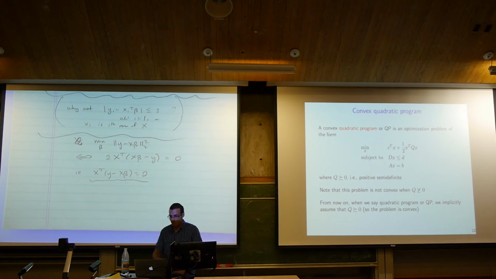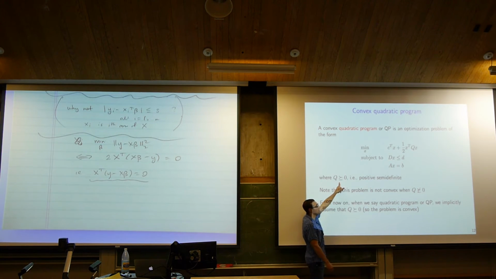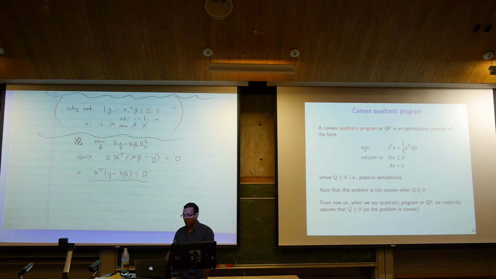If Q was not positive semi-definite, then we can't say that this function is a convex function. In fact, it's going to be concave if Q is negative semi-definite, for example. But as long as Q is positive semi-definite, this is going to be a convex criterion, so it's going to be a convex program. And if we were being very careful, we'd call this a convex QP, but I'll usually just say QP, assuming that this is PSD.